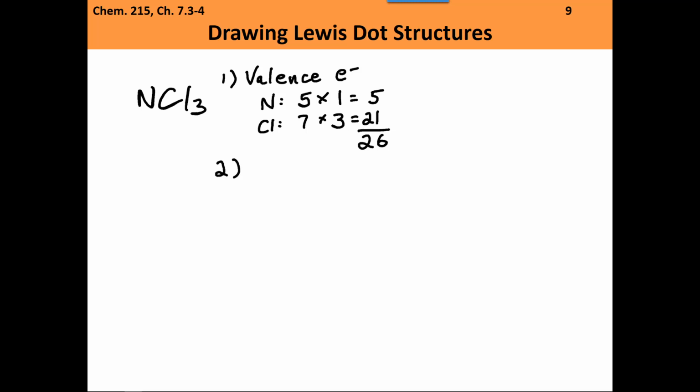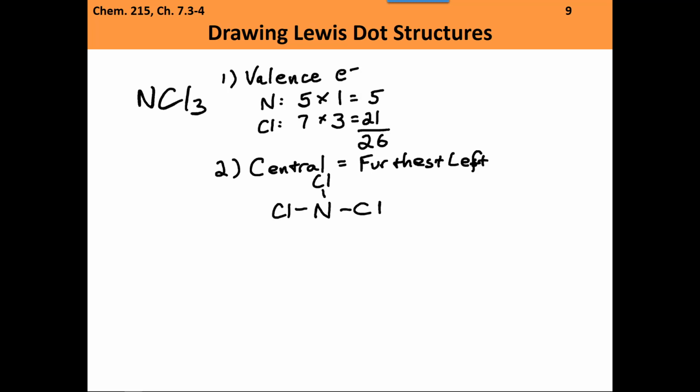Next, I go ahead and I draw a structure. So what's my central atom? Well, nitrogen is furthest to the left, or to put it another way, the least electronegative. Oops, left, not west. So I can go ahead and put nitrogen in the center, and I draw single bonds to all my chlorines. So far I've used 6 electrons. 2, 4, 6.